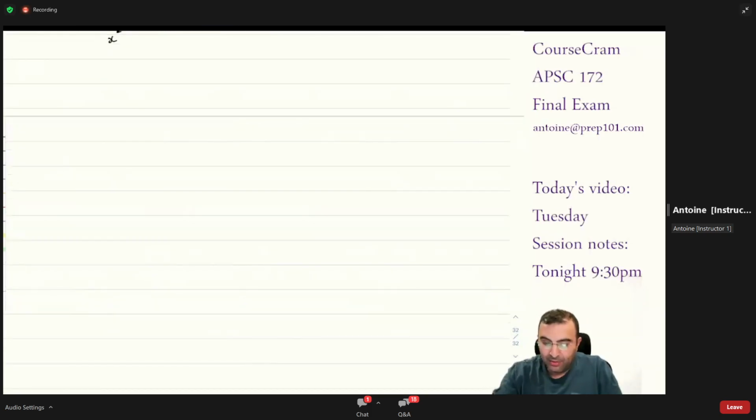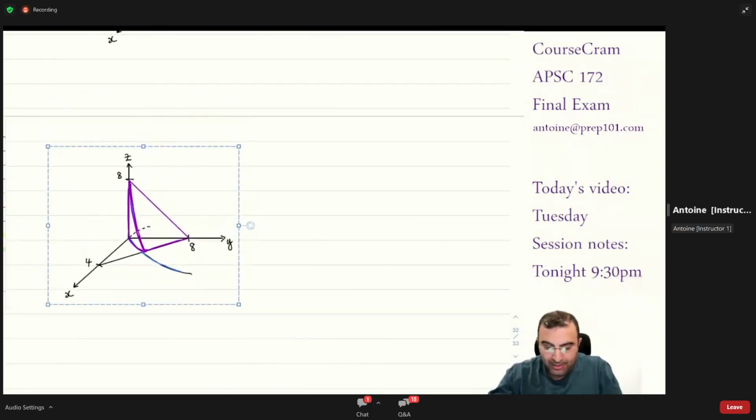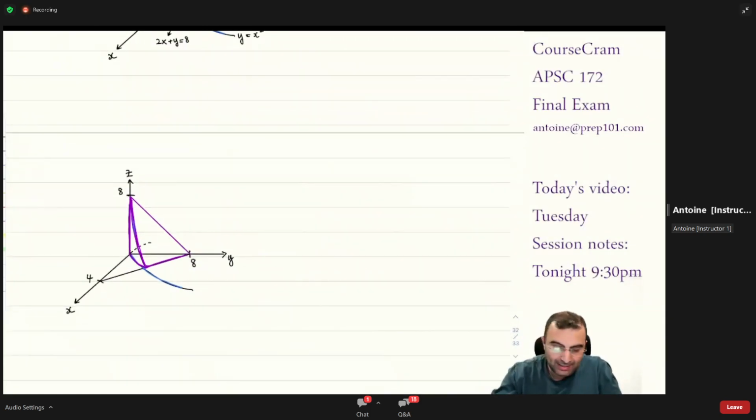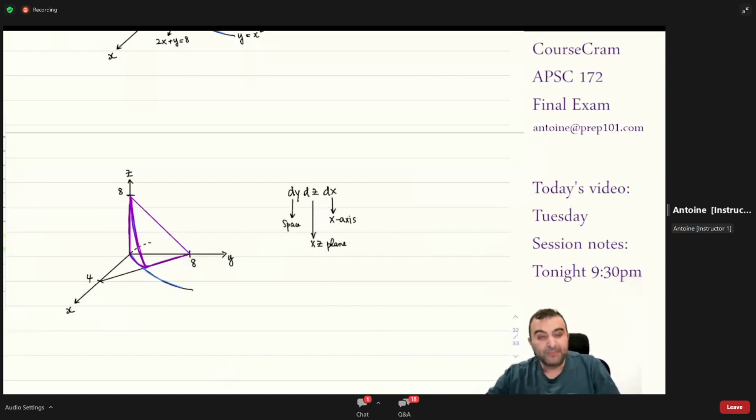Okay, let's do this one more time, but in a different order. So now we want the order dy, dz, dx. So x is still on the x-axis. Now z is going to be in the xz plane. So we're going to have to draw some nice graphs. And y has to be in space. Very nice.